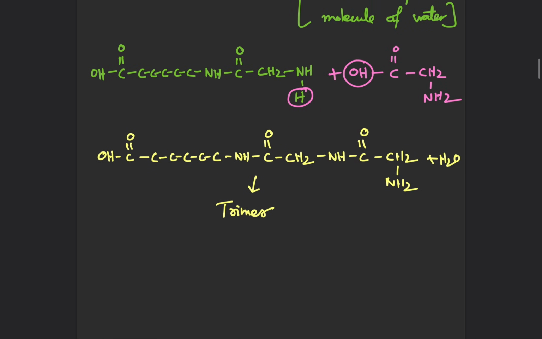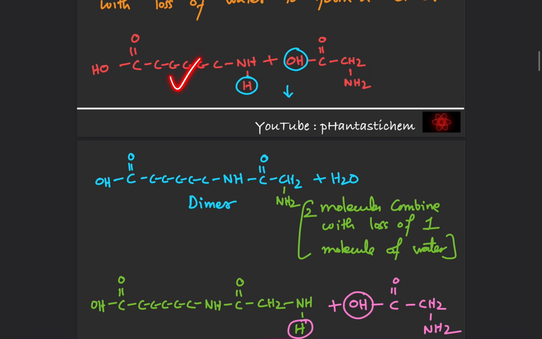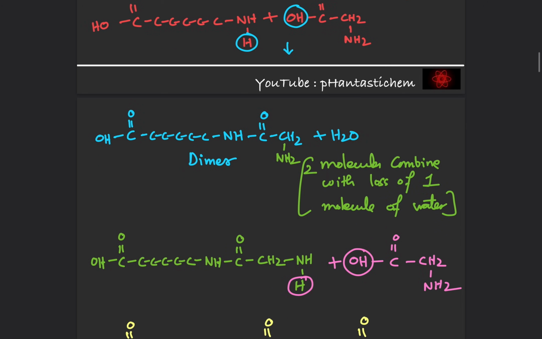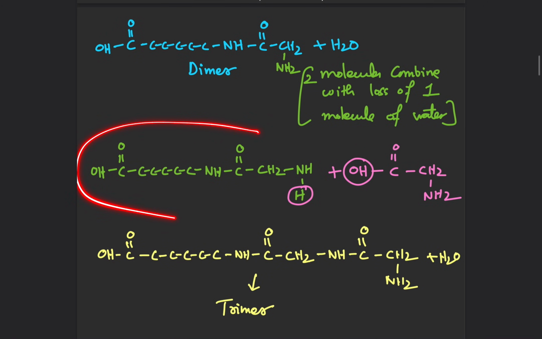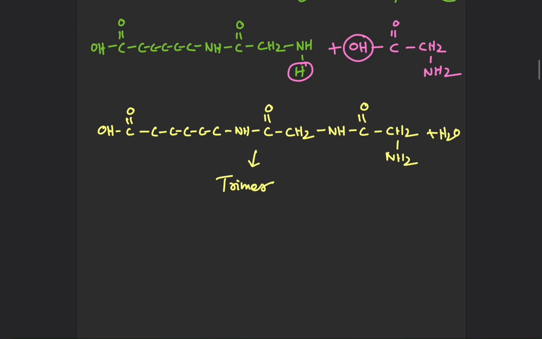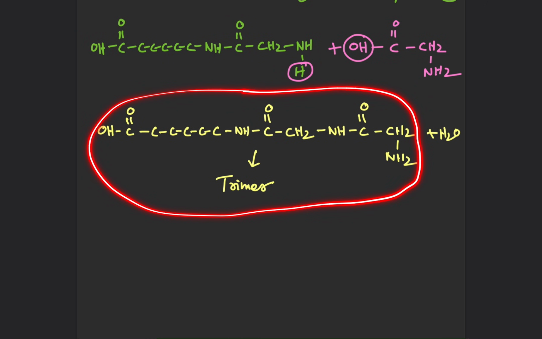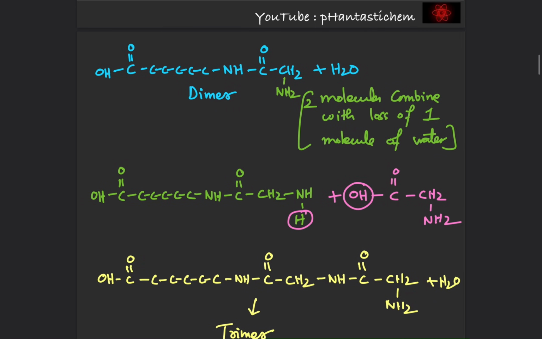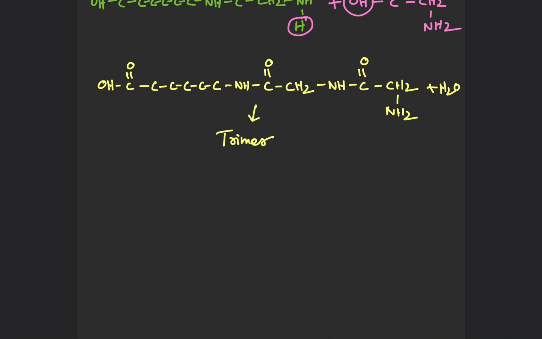Okay, so you can see a trimer is formed by the combination of three molecules, right? We started with X and Y to get a dimer. Then we combined the dimer with one more X. So the trimer is because of the combination of three molecules. So three molecules combine with loss of total how many water molecules? We have lost one here. We have lost one more here. So I can write three molecules combine with loss of two molecules of water.